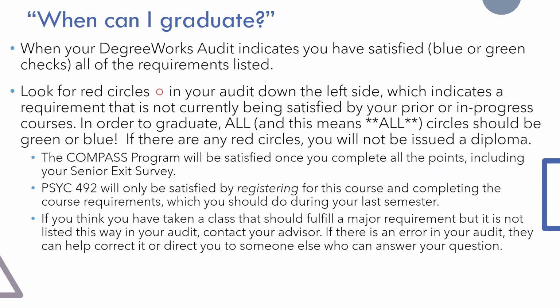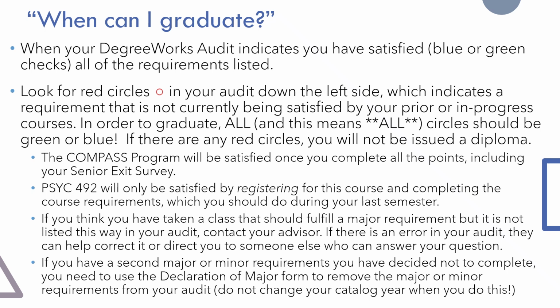If you look at your audit and you think you have taken a class that should fulfill a major requirement, but is not listed this way in your audit, you can contact your psychology advisor. If there really is an error in your audit, they can help you correct it. Or if you think there's an error in a core requirement or somewhere else, a major, double major, or minor, they can direct you to who can help answer your question.